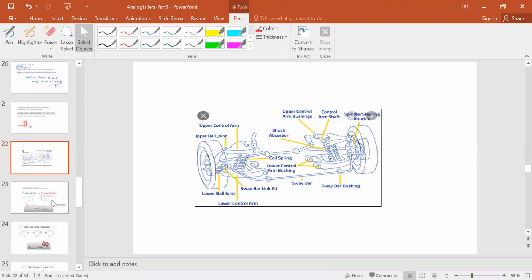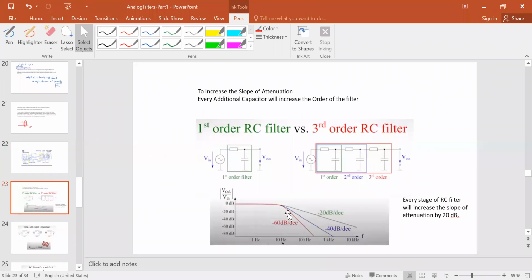So now let's move into that we don't like this behavior of our filter that it tapers the attenuation. The attenuation does not abruptly change, but it tapers in. But we want to reduce the slope of this attenuation that happens in the stop band. So in order to increase the slope of attenuation, you see this? We implement higher order filters.